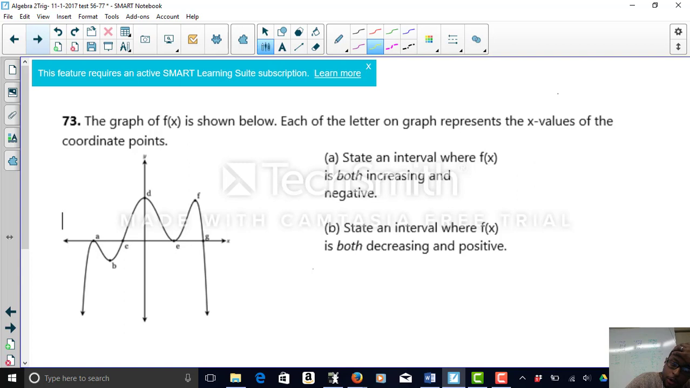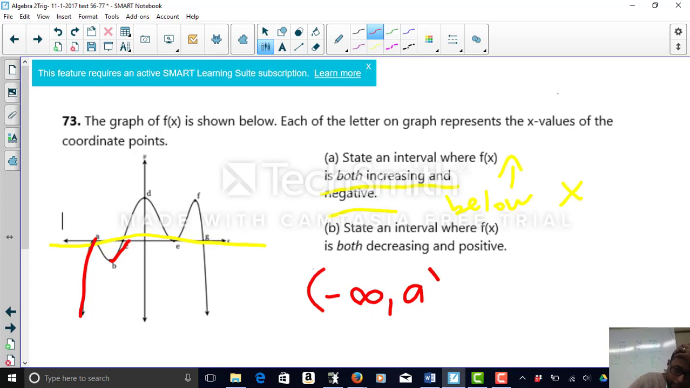State an interval where it's both increasing and negative. So increasing means it's going up. Negative means it's below the x-axis. So I'm looking at below the x-axis first, and which one of these are going up? Okay, I'm just going to sketch it in. So this seems to be going up. This seems to be going up. And that's it, that's going down. So I have my two intervals. So I have my negative infinity to a, and I have my b to c.